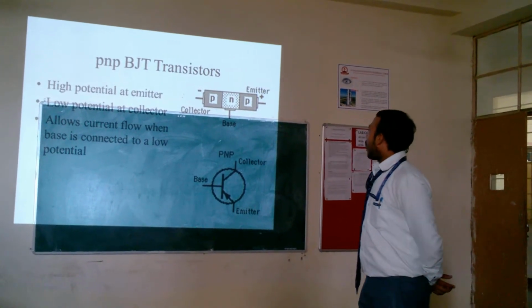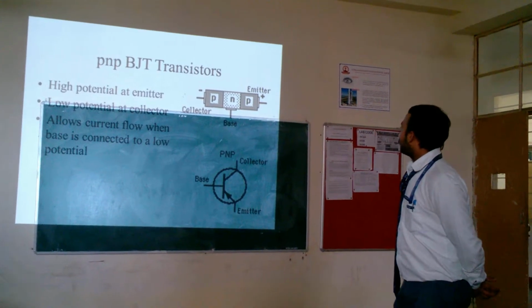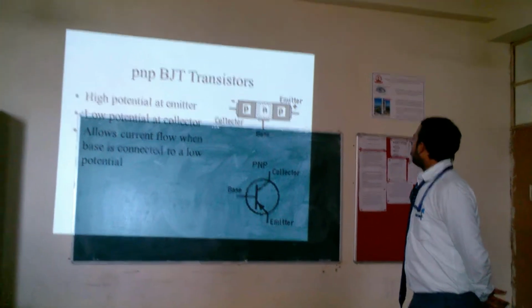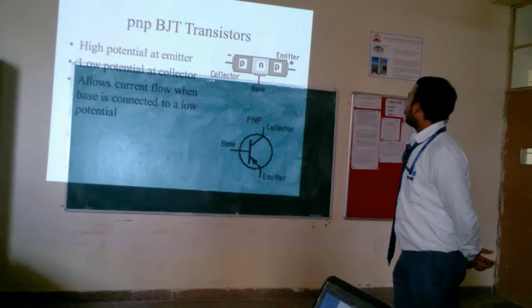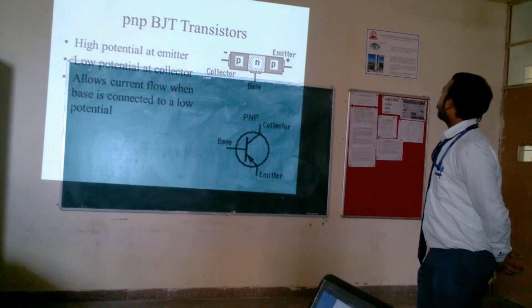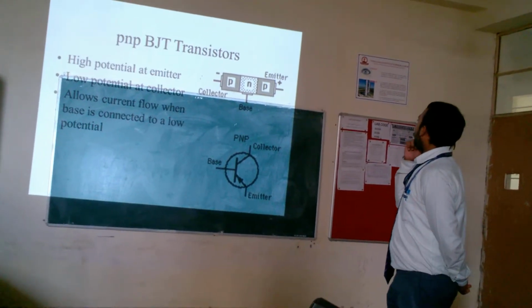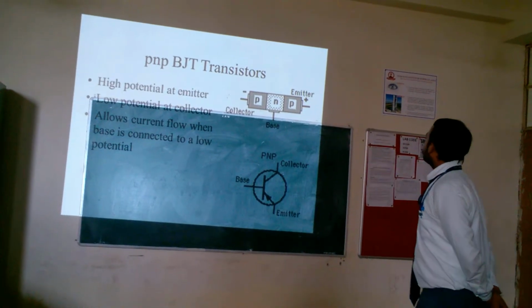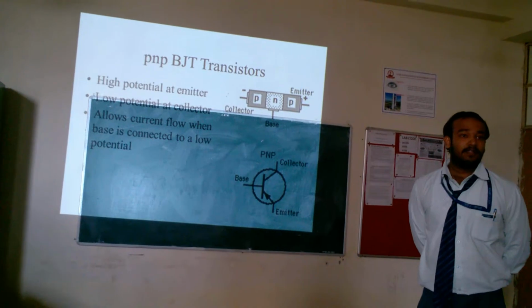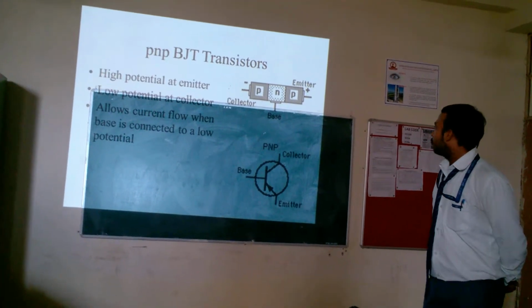PNP has a high potential emitter. The positive terminal of the battery is connected to the emitter and the negative terminal of the battery is connected to the collector. When the collector-base is in reverse bias and the emitter-base is in forward bias, current starts to flow.